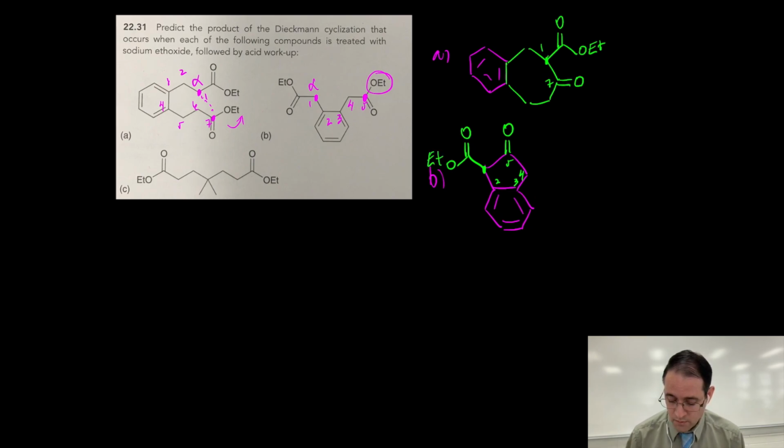Okay? One way to check these problems is to make sure you have a beta keto ester. Okay? So here's the alpha carbon next to the ketone, and the beta carbon should be part of an ester. So this is called a beta keto ester. Or the other way actually, but yeah. The beta carbon is a keto group.